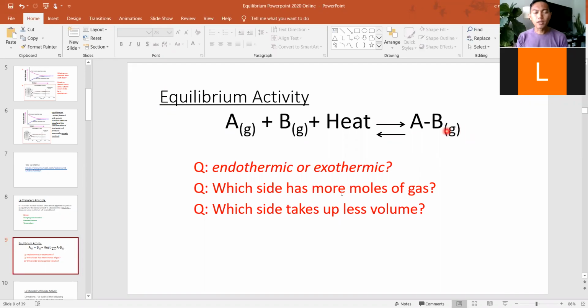Finally, the last one that we need to factor in is, if we have 2 moles of gas here versus 1 mole of gas there, isn't the left side occupying more space? Since gases tend to be far apart from each other, if I have 2 of this versus 1 of that, the right side is only occupying half the amount of space compared to the left side. So that's another thing we have to consider: how many gases and how much space they're occupying. All right, here's the first example.